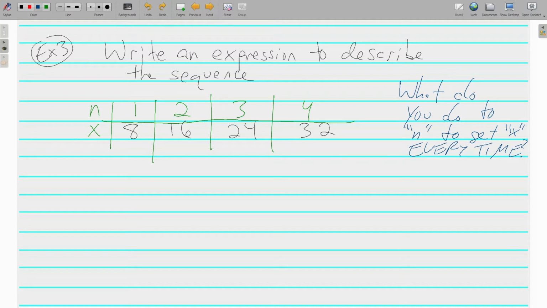You multiply by 8. From there to there, it's times 8. From 2 to 16, times 8. 3 times 8, 24. 4 times 8, 32. So every time the n is being multiplied by 8 to get x, which means our expression is 8n. If we wanted to figure out the 21st term, then we would just do 8 times 21, and we'd figure out that was 168.